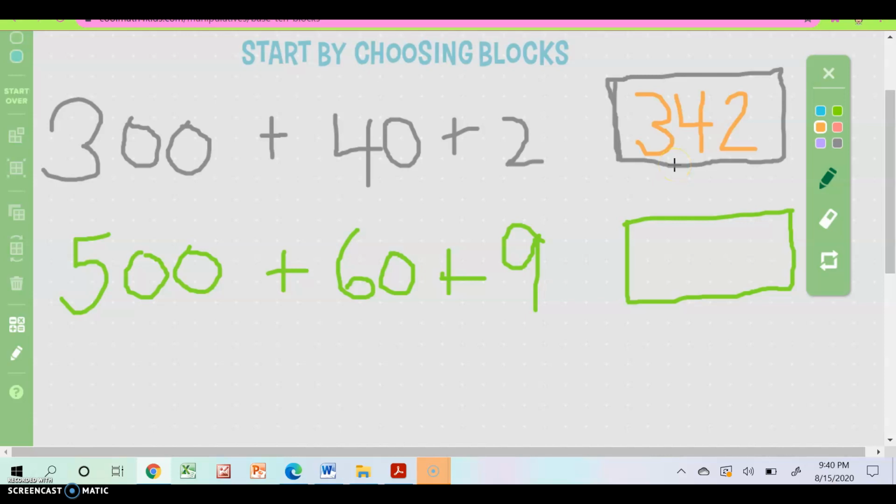Today, your activity looks like an ice cream shop. And if your expanded form says 300 plus 40 plus 2, you would look for a scoop of ice cream that has 342.